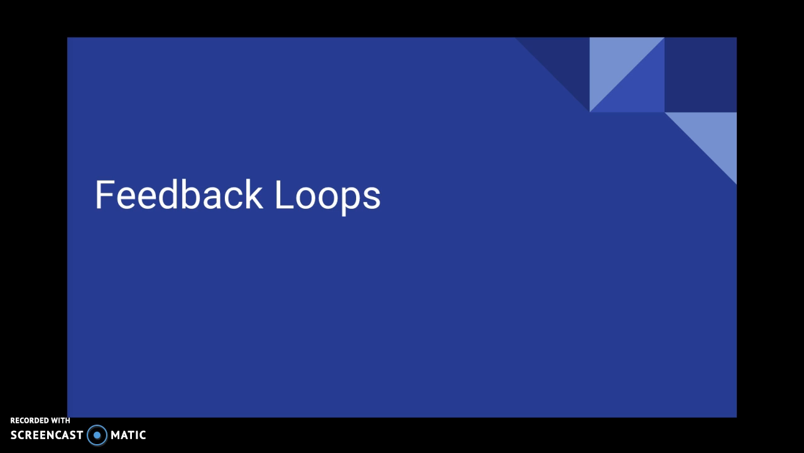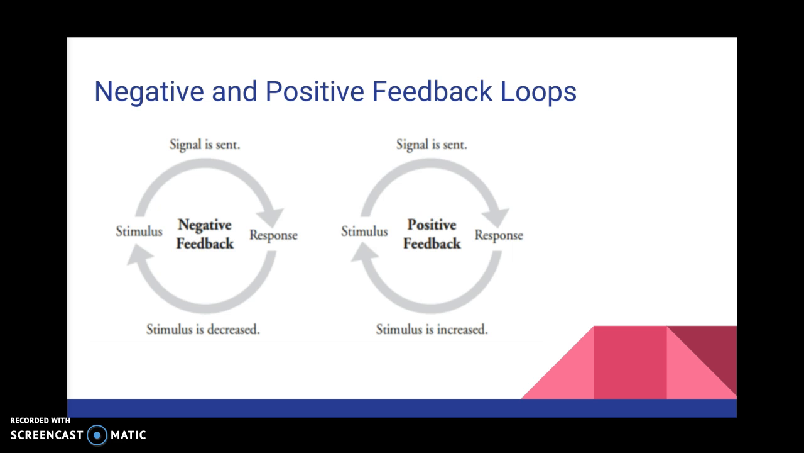And feedback loops are really just pathways in our body that help maintain this balance, this homeostasis, either by increasing or decreasing some sort of stimulus. And so we have two types of feedback loops. We have negative feedback and positive feedback. A negative feedback loop functions to decrease, reverse, or stop a stimulus, whereas a positive feedback functions to increase or amplify that stimulus. So let's talk about an example of each really quick.